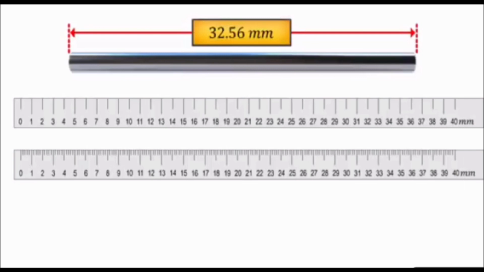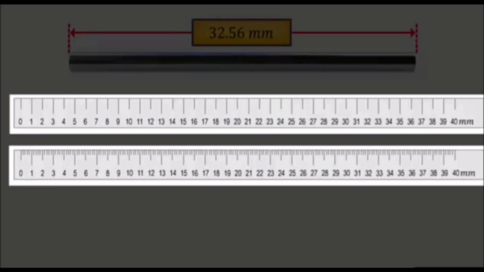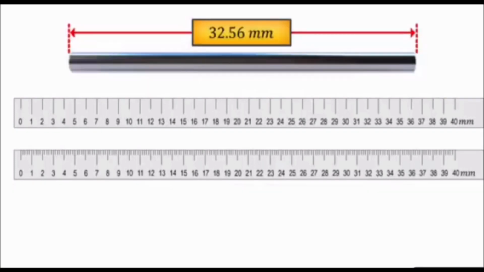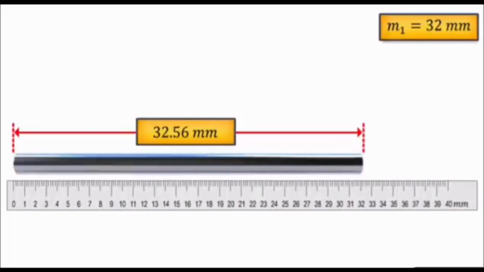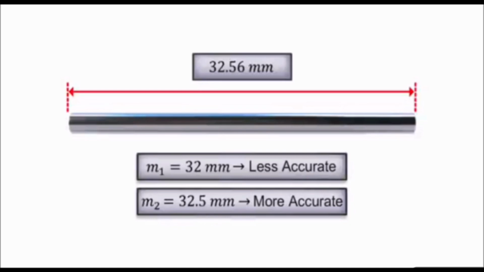Now let us measure the length of an object. Its original length is 32.56 millimeter. Now I am going to use 2 different measuring scales to measure its length. The first scale has a least count of 0.1 millimeter. If I measure with that, it shows me a length of 32 millimeter. If I measure the same thing with another measuring scale, it gives a value of 32.5 millimeter. So the first one is less accurate to the true value, and the second one is more accurate to the true value.